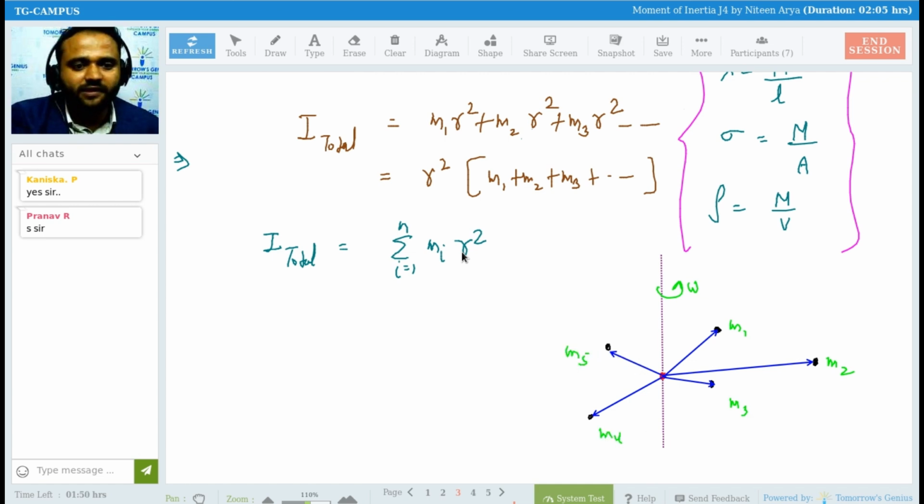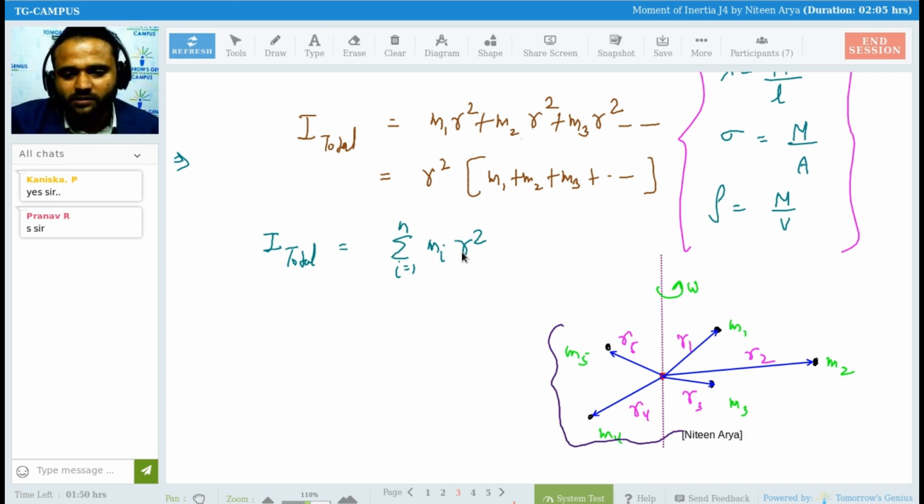Clear? Is this clear till now, what I am doing? If it is m1, m2, m3, m4, then that is r1, that is r2, that is r3, that is r4, that is r5. And I want to find the moment of inertia for a non-symmetric body which has these 5 or 4 particles. Let me draw that also.